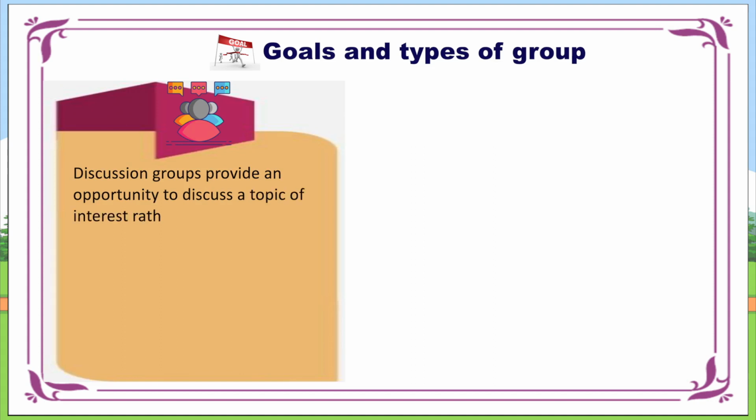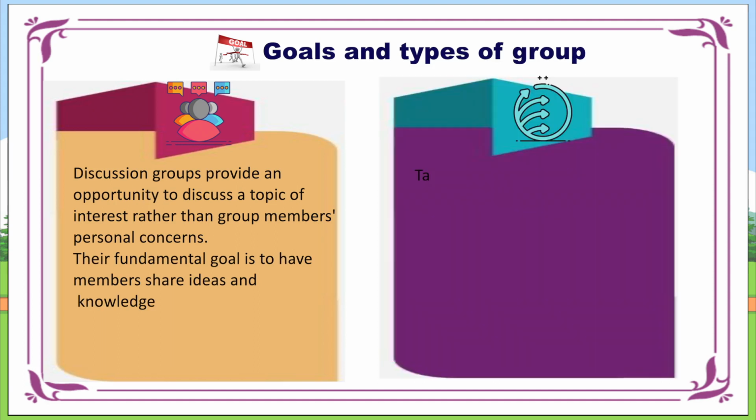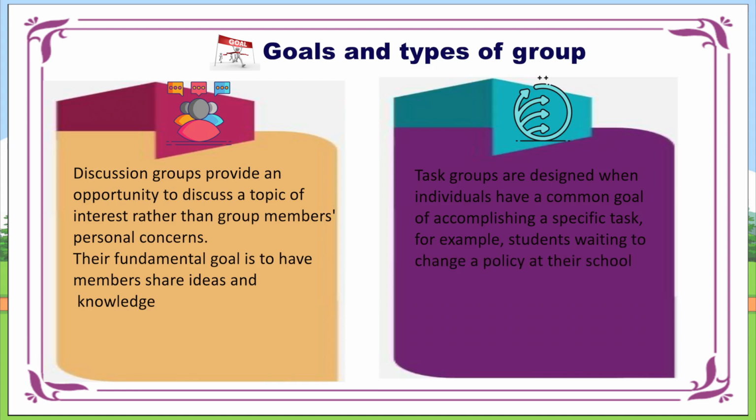Discussion groups provide an opportunity to discuss a topic of interest rather than the group members' personal concerns. Their fundamental goal is to have members share ideas and knowledge. Task group. Task groups are designed when individuals have a common goal of accomplishing a specific task. For example, students wanting to change a policy at their school.